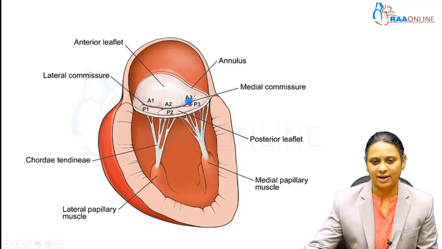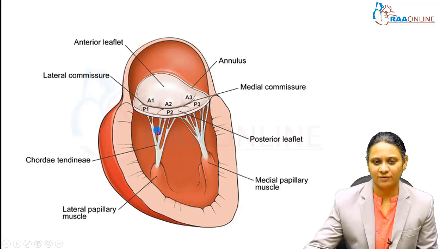And these scallops of the leaflet are surrounded by an annulus. It's a rim of tissue called the annulus. This annulus has both left atrial and left ventricular attachment. Then these are fixed to the papillary muscles through a thin tendon-like structure called chordae tendineae. So these are all fibrous tissue.